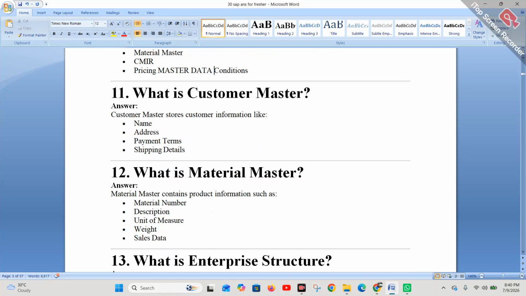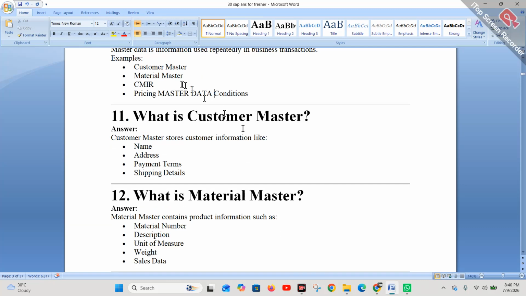What is the customer master? Okay. Now, this is the topic, customer master. Customer master stores the complete information about the customer, like the name of the customer, address of the customer, payment terms, shipping details, credit limit, contact details. This information is used whenever a sales transaction is created.